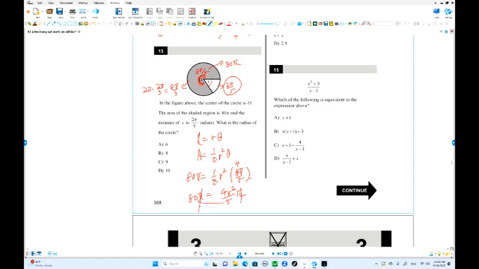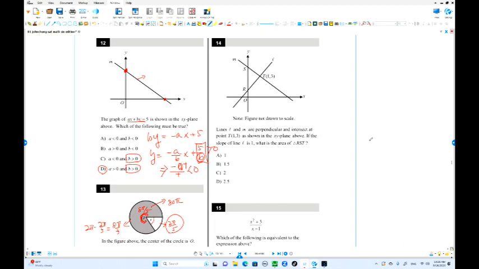You multiply 5, that is 400 equals 4r squared. R squared is 100, right? So square root r, okay? So r equals what? 10 is the answer, okay? That's the radius of the circle.